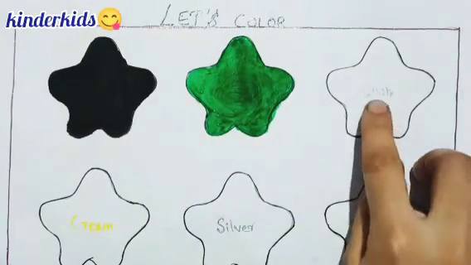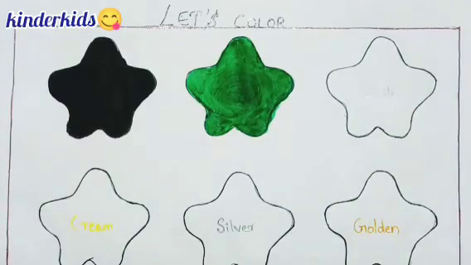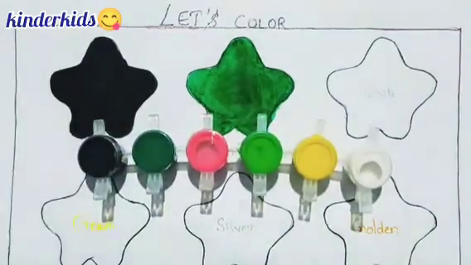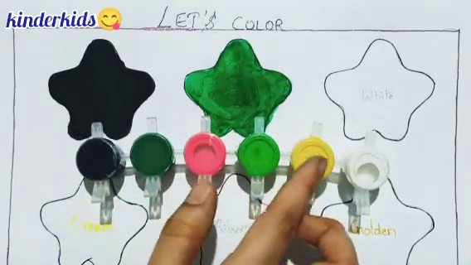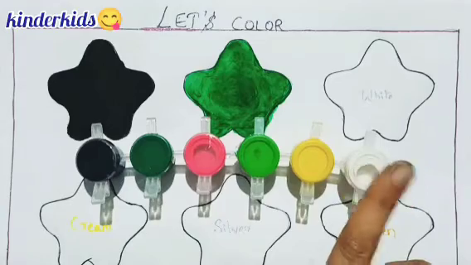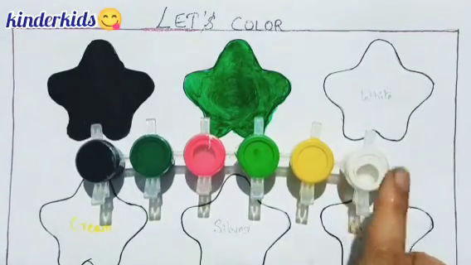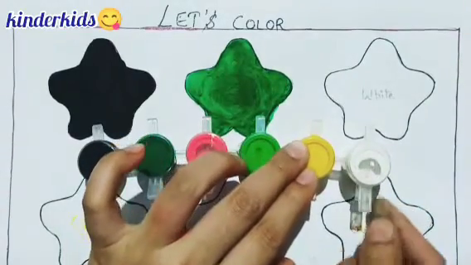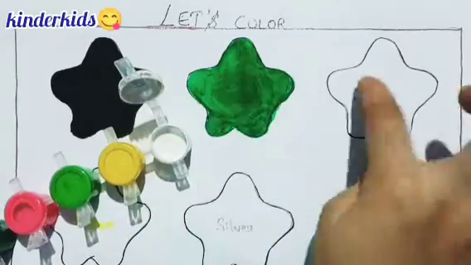Dark green, next white. W-H-I-T-E, white. Let's find out white color now. White color, where are you? Here I am, you can use me. So, let's color with white color. It's already white. We are coloring it again with white.